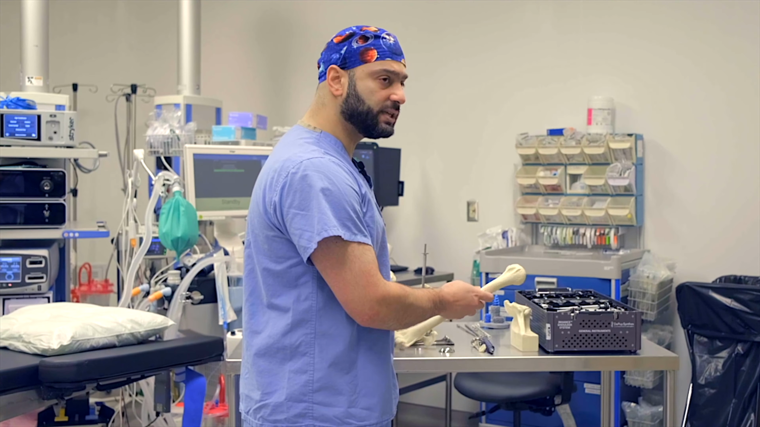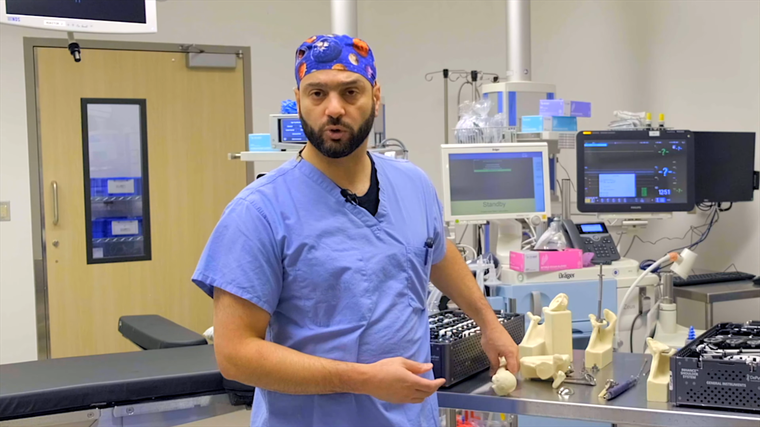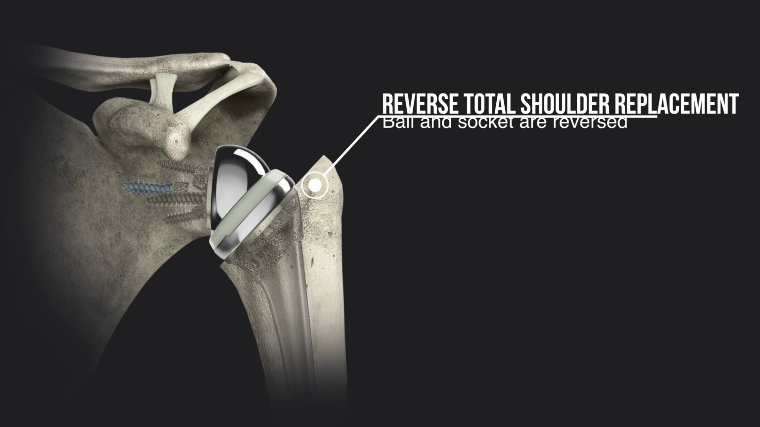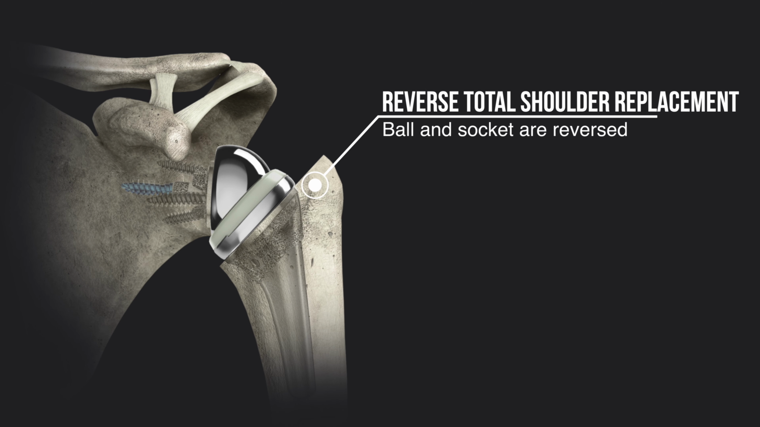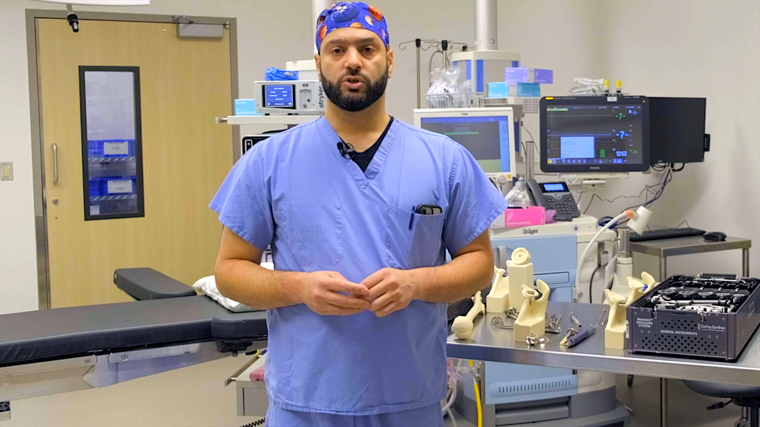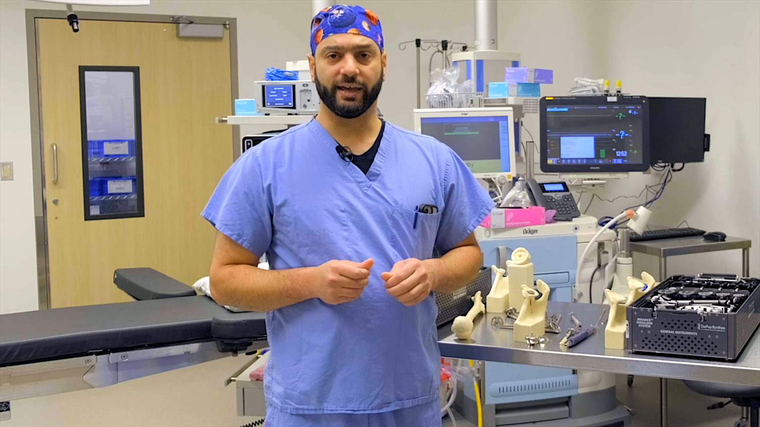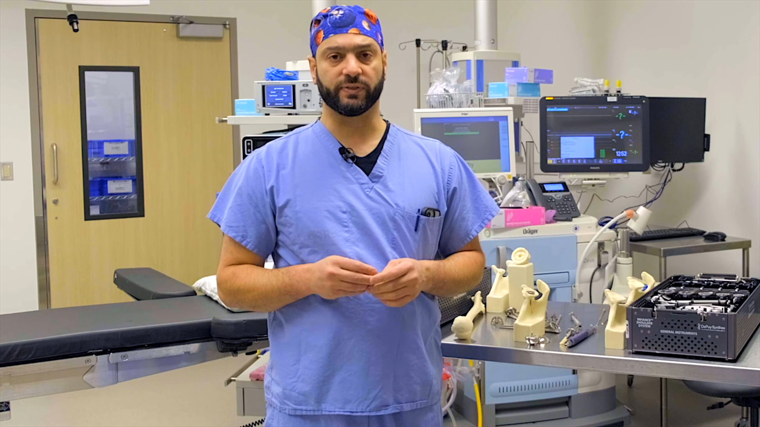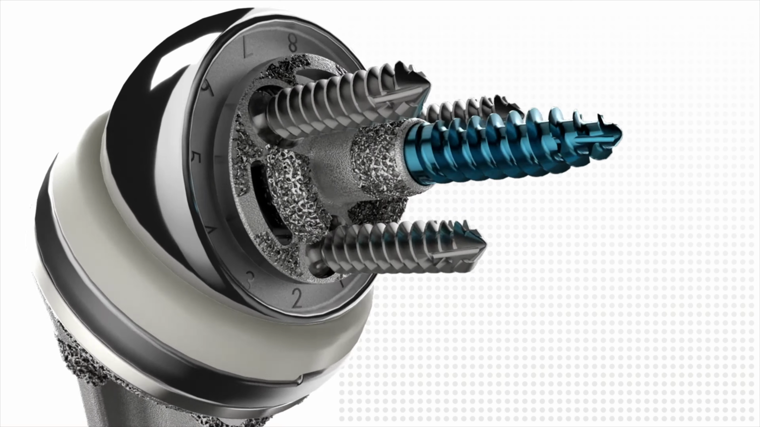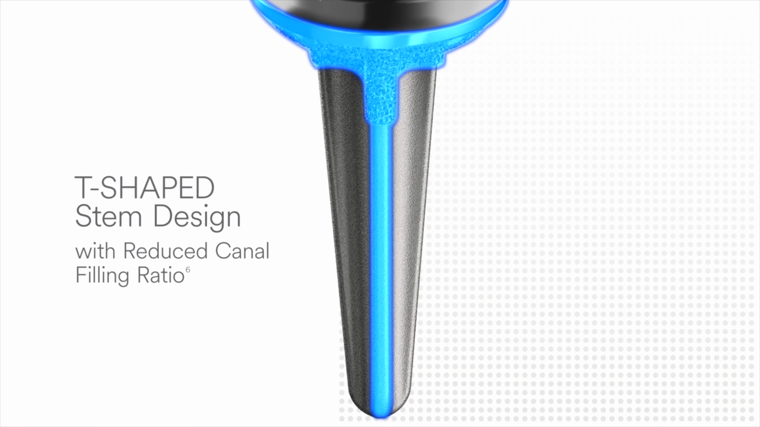So in those cases, we do something called a reverse shoulder replacement. And it's exactly what it sounds like. We're really reversing things. It's almost like upside down. So this really smart French guy came up with this idea of reversing things and putting the ball on the socket side and the socket on the ball side.